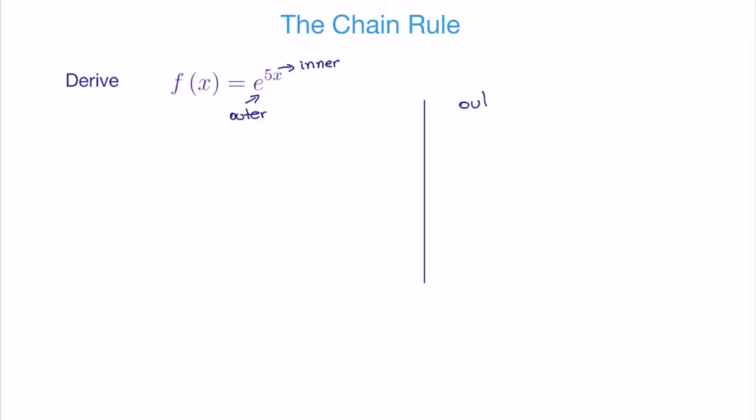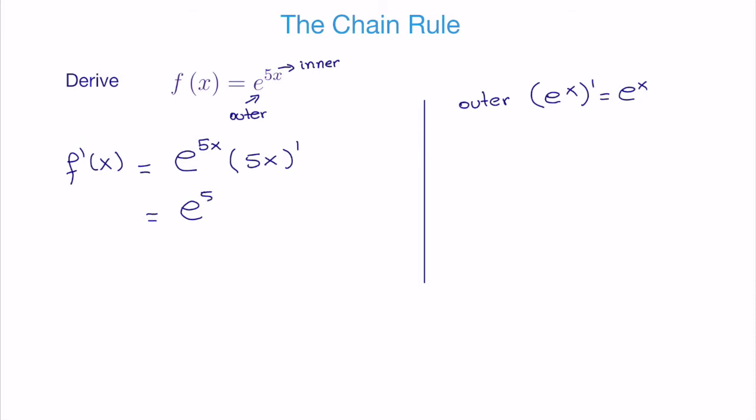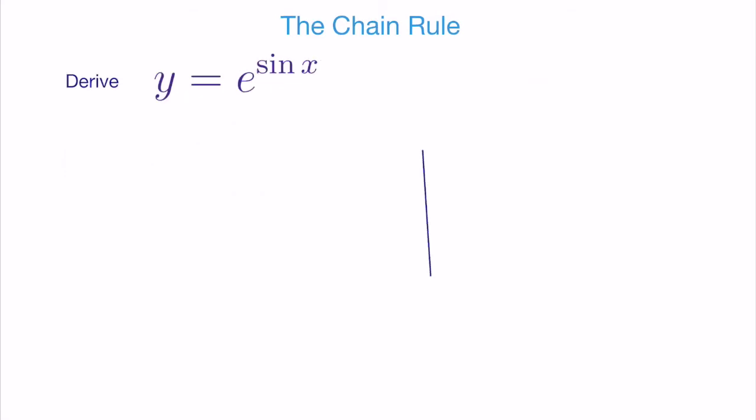So the outer function is e to the x, and the derivative of e to the x is e to the x again. So to derive f, we derive e to the x, which is e to the x, but then you keep your g of x in the argument of e and multiply by the derivative of the inner function, which is 5x. Then this is e to the 5x, and the derivative of 5x is 5. So my answer is 5e to the 5x. Easy.